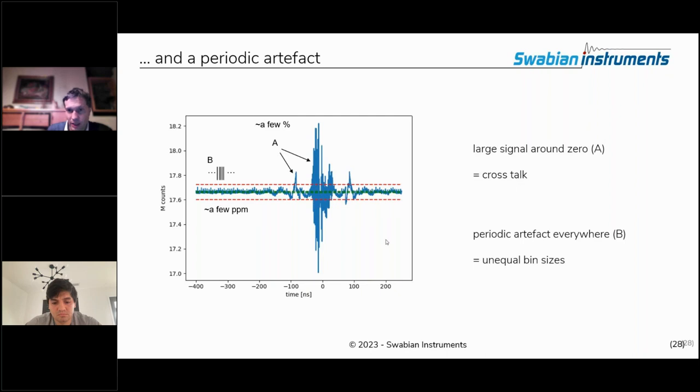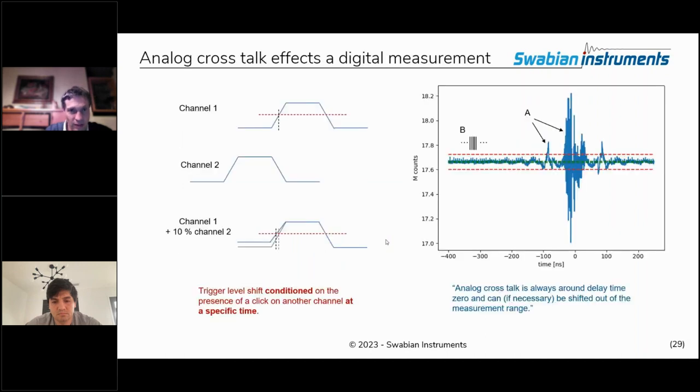And there is another pretty nasty effect, which is maybe a little bit hard to see: this noise that somehow looks like noise further away from 0, which I've marked as B. This is actually not noise, these are periodic spikes. So you really see these periodic events there. And this is coming from unequal bin sizes. I would like to discuss both briefly.